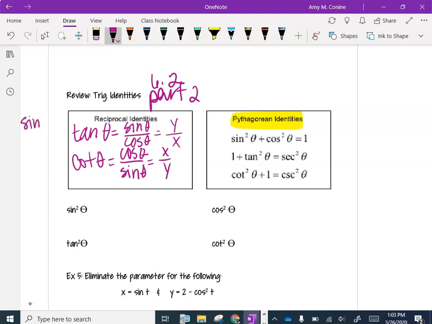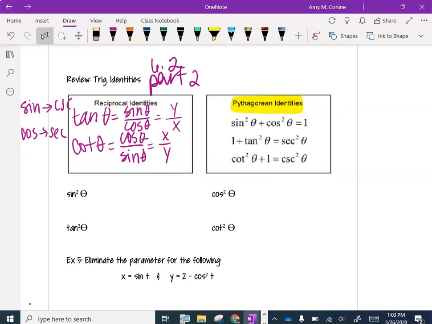But your sine does have your cosecant, that is the reciprocal identity. You've got cosine that goes with secant. So those are big too, but make sure you understand the tangent and cotangent.